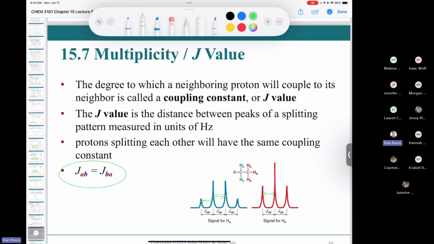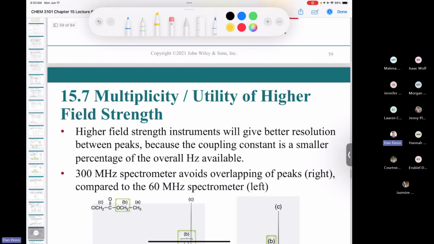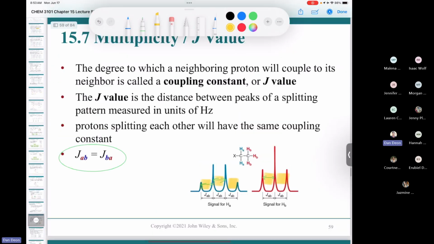Now, if you're like, I don't even know what a J value is, Mr. Dan, all I mean is this. If protons are splitting each other, if you're using the n+1 rule, the distance between the peaks, you see they're all the same. So if you had a quartet that looked like this, and this is me trying to have the same spacing between all of them, and then you had a triplet that looked like this, those are not splitting each other because the J value here is not the same as the J value here, right? Those are very different, okay?